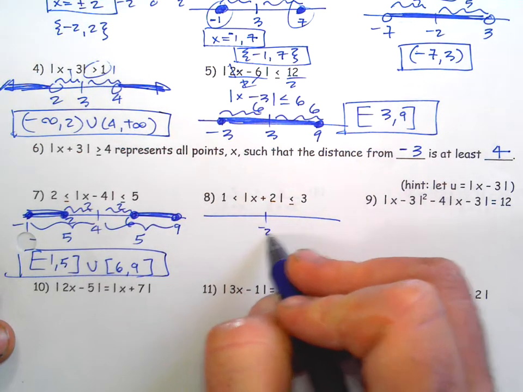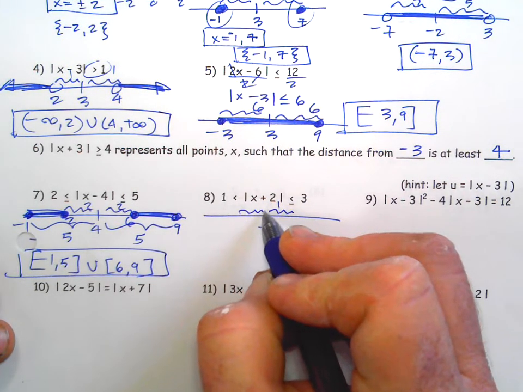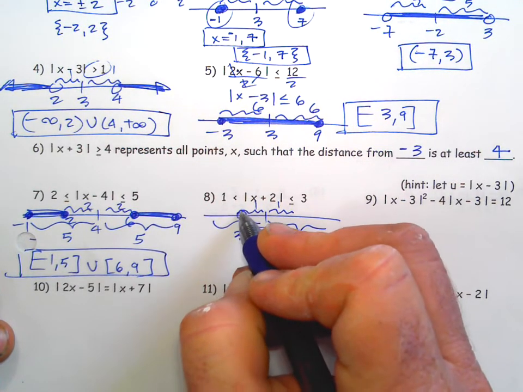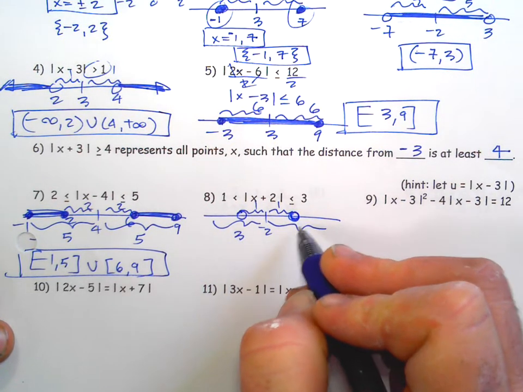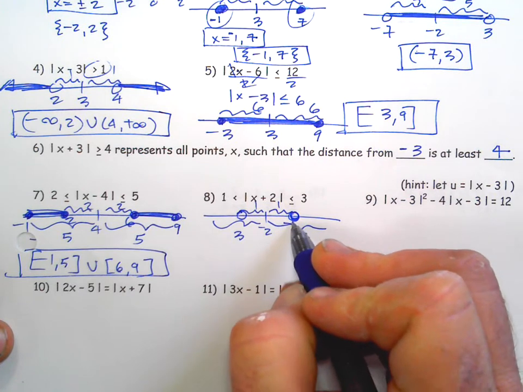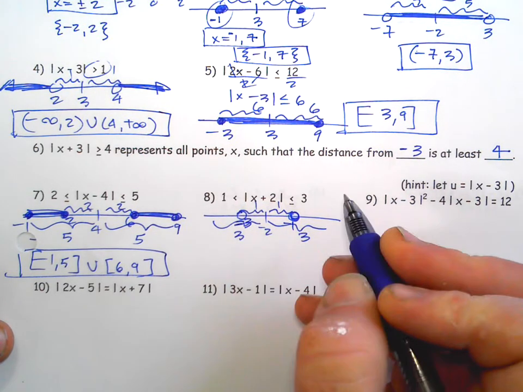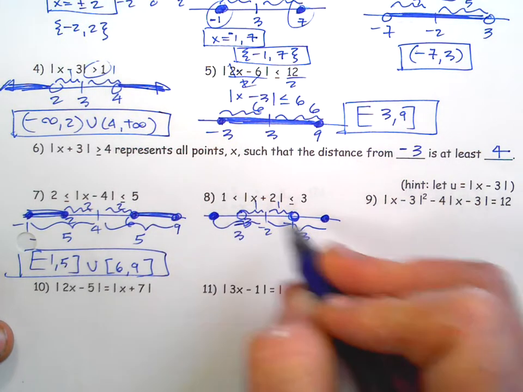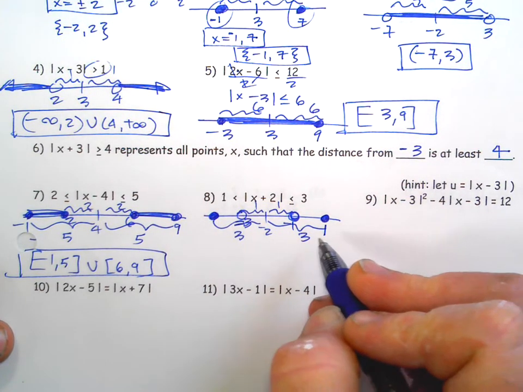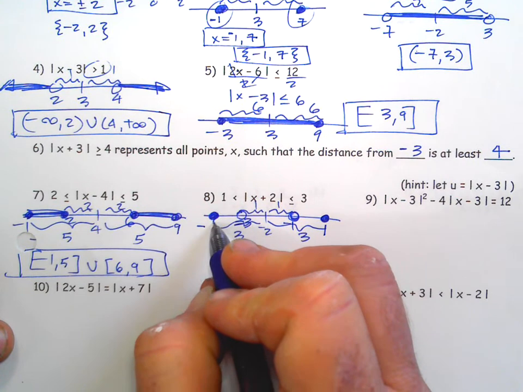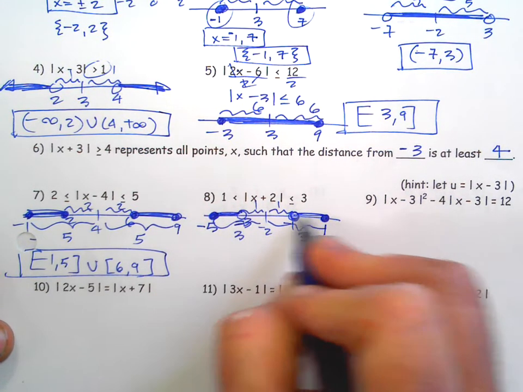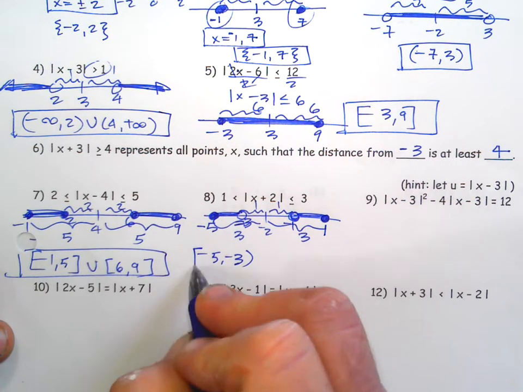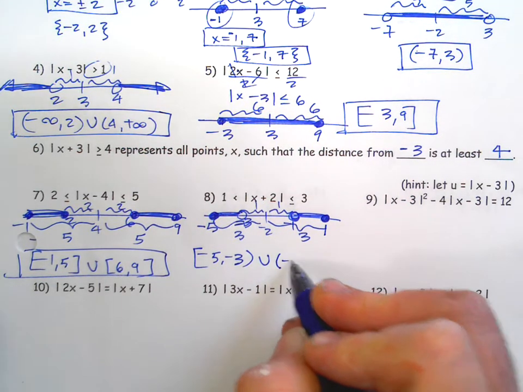Middle's at negative 2, 1 away, 1 away, 3 away, 3 away, open dots at the 1 aways. So that's going to be at negative 1 and negative 3. And solid dots at the points 3 away. And so that's going to be positive 1 and negative 5. So negative 5 to negative 3, union negative 1 to 1.